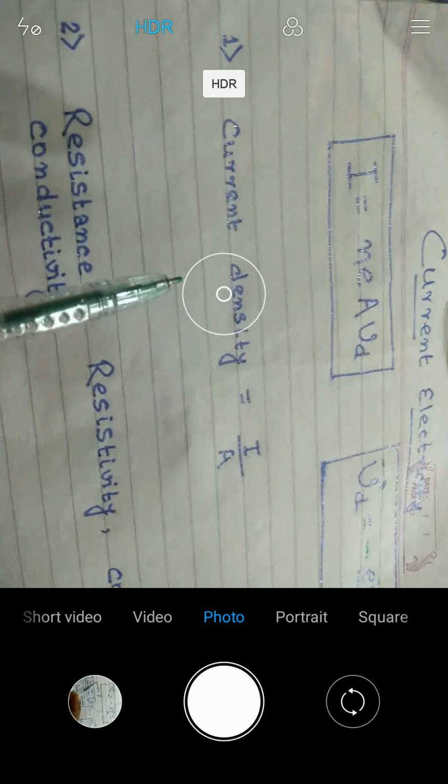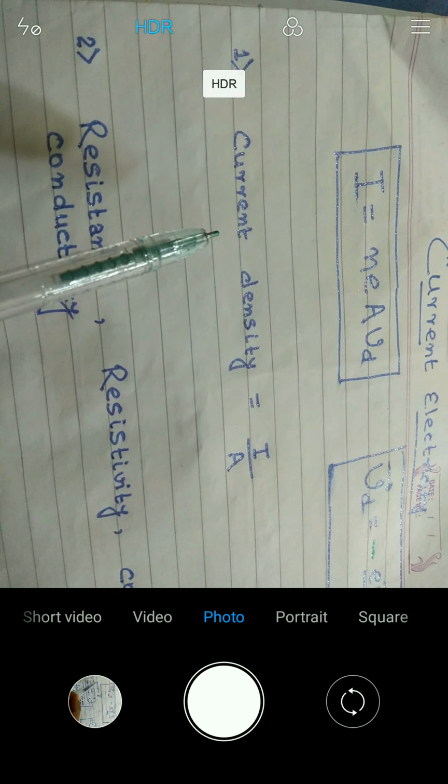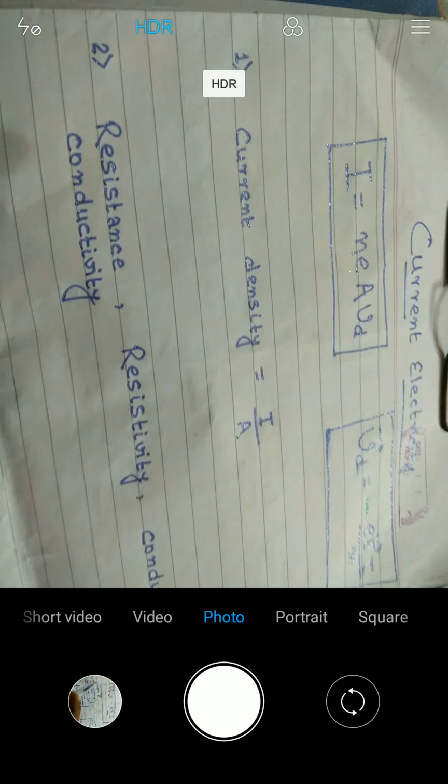So in today's class we are going to discuss some physical quantities. That are current density. We will derive formulas for resistance, conductance, resistivity and conductivity. First I am talking about current density. See, current density is nothing but current flowing per unit cross-sectional area of the wire. So current density is current divided by the cross-sectional area of the wire.